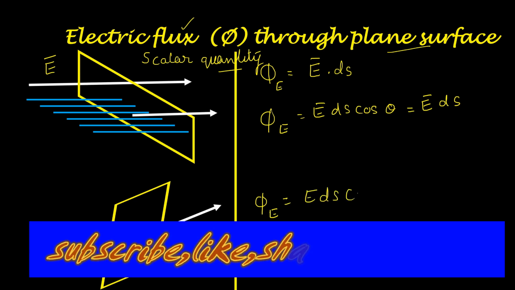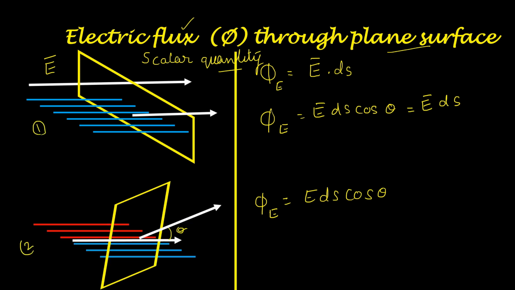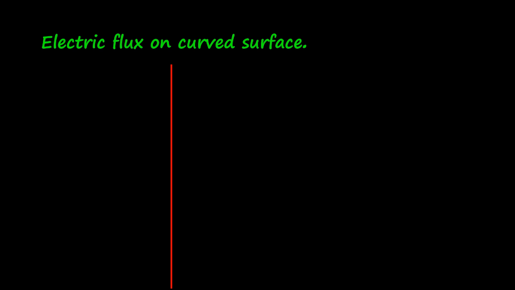Electric flux is equal to E ds cos theta. Theta is not equal to 0. It has some magnitude. This is diagram 1 and this is diagram 2. We will mark this as electric flux 1 for diagram 1 and this one electric flux 2 for diagram 2. Which is greater? Electric flux 1 is greater than electric flux 2. Now we will directly pass on to electric flux through a curved surface. Now we will discuss electric flux on a curved surface.